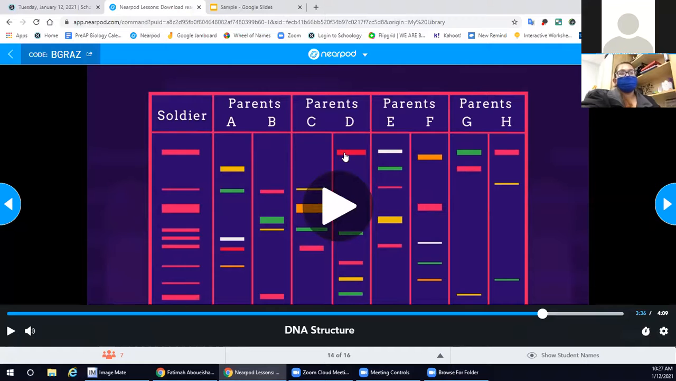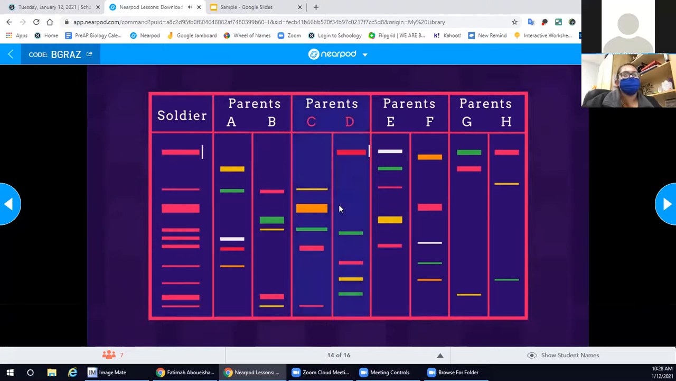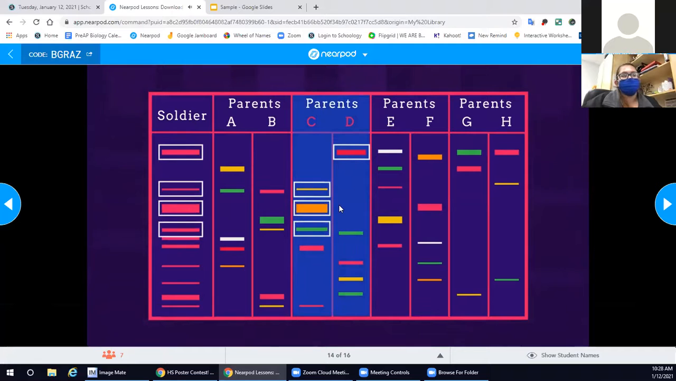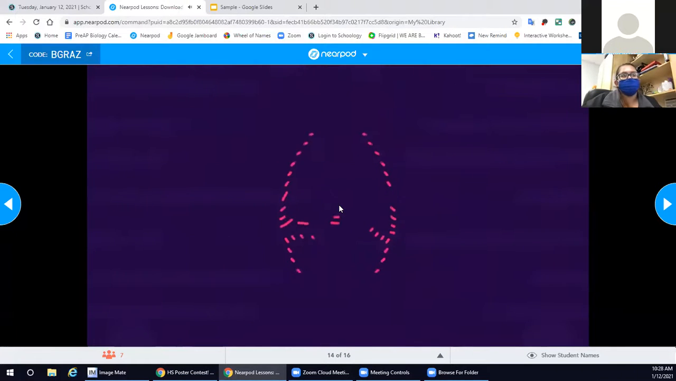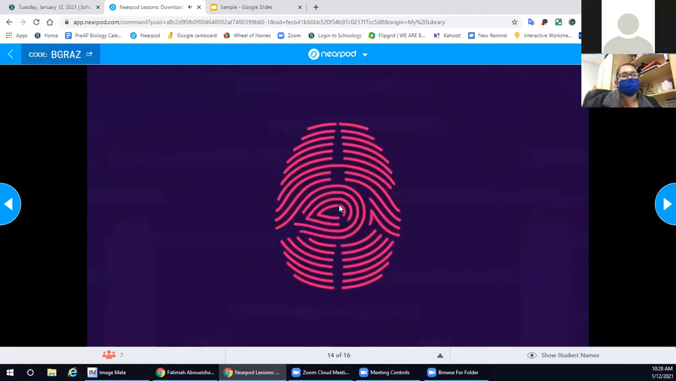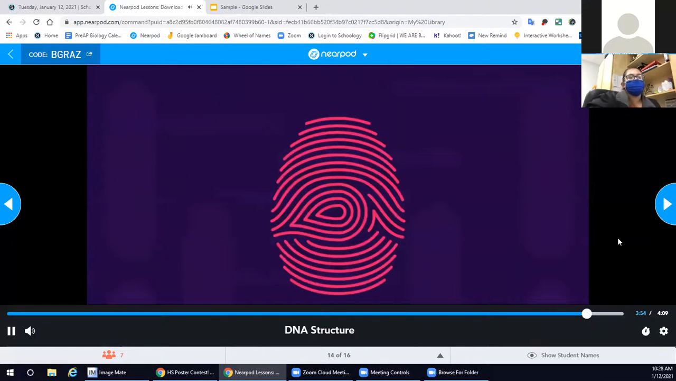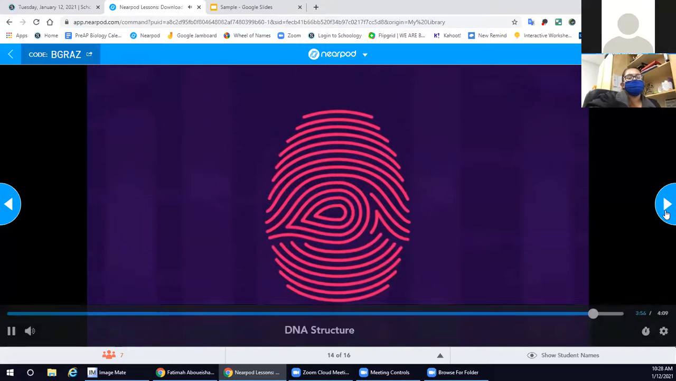Parent C doesn't have it, but parent D does. Well, he could get it from D. He doesn't necessarily have to get it from C. Parent D could have given it to him. And that's how that works. Parent C and D. As you can see, he inherited the first band from parent D and the second, third and fourth from parent C, and so on. So now you understand how DNA profiles or fingerprints are made and seen some examples of where they can be used. You can even interpret a DNA profile.